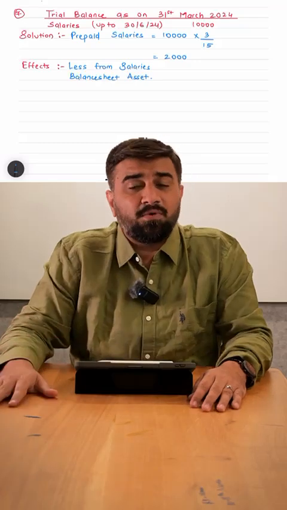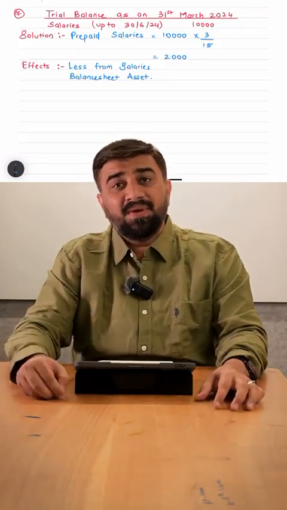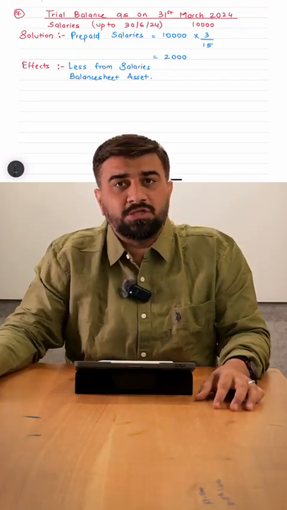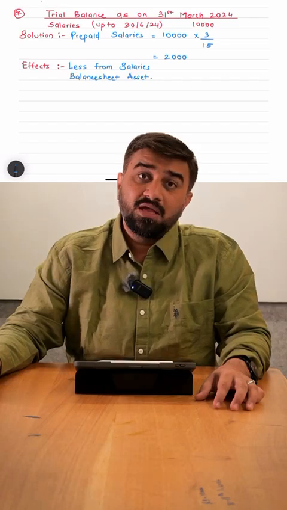And one more type of hidden adjustment is, say, salary, bracket, they may write up to 30th June 2024. So now you're paying for 12 months which are ending on 31st March 24 plus 3 more months of the next year. So in total you are paying for 15 months. And out of this 15 months, 3 months salary falls in next year. So what is your prepaid salary? 10,000 into 3 upon 15, that is equal to 2,000.